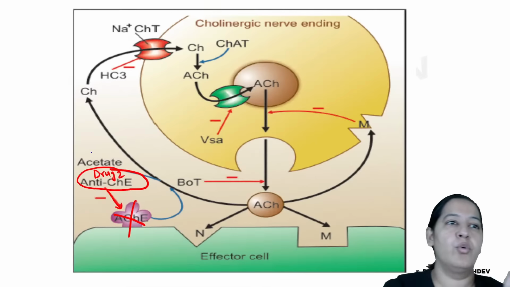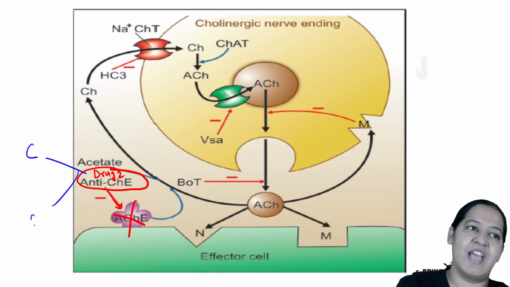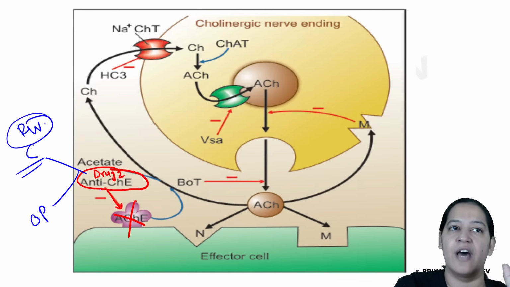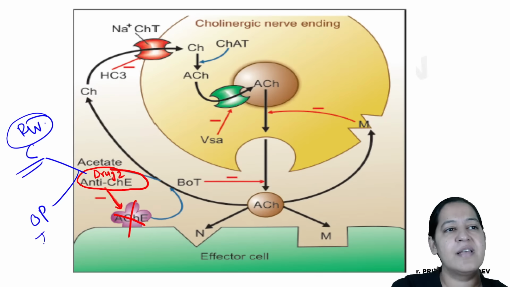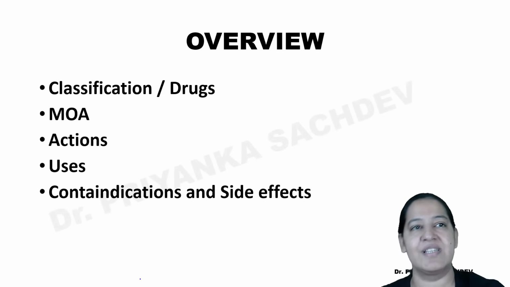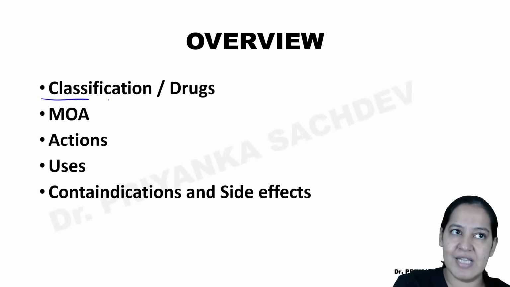So the anticholinesterase drug is of two types. It can be a carbamate, it can be an organophosphate. This one is reversible. It takes 30 minutes to 6 hours for reactivation of the enzyme. And this is irreversible. It takes more than 100 hours, so it is almost irreversible. Organophosphates are irreversible. So I am done with the classification.